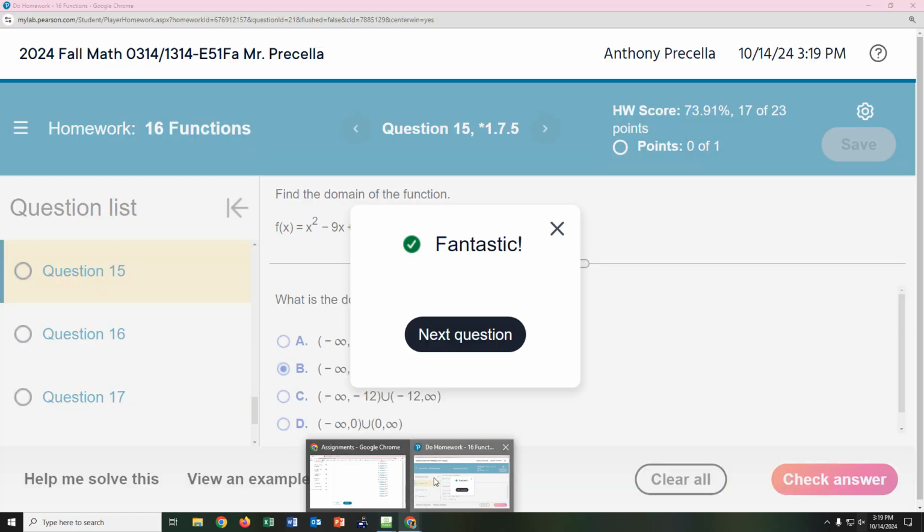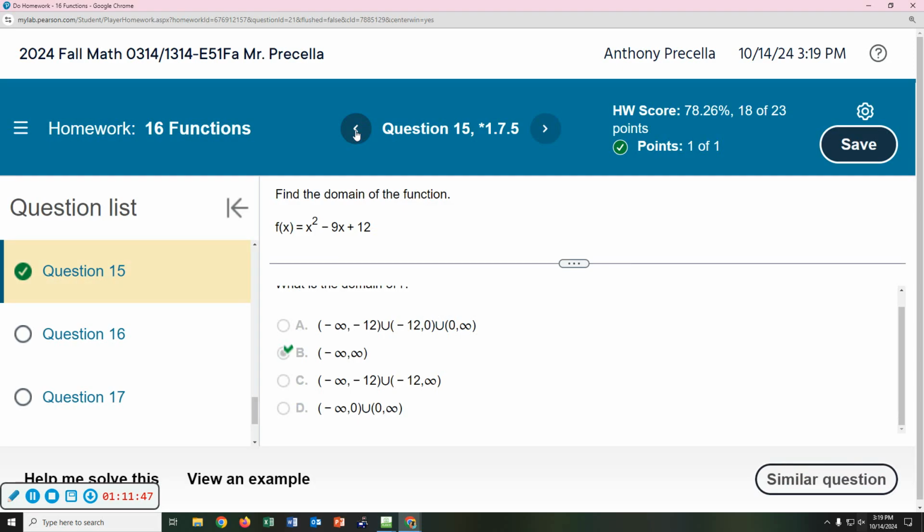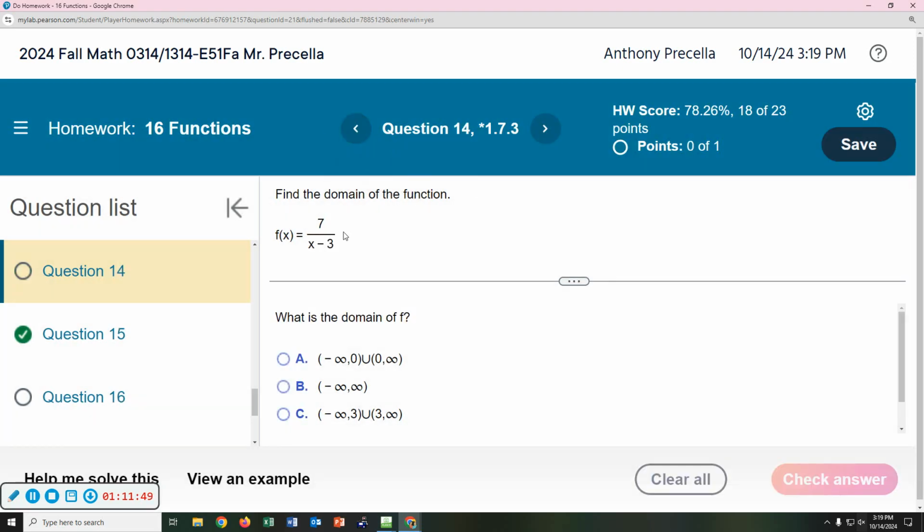But anyway, let's go back to number 14. I was just thinking, I was going fast, trying to get through this quickly, and then I'm slowing down. Well, here's number 7. Number 14. F of x equals 7 over x minus 3.